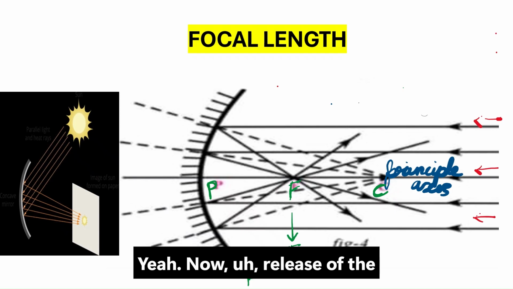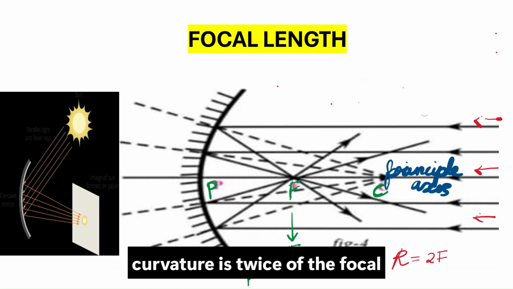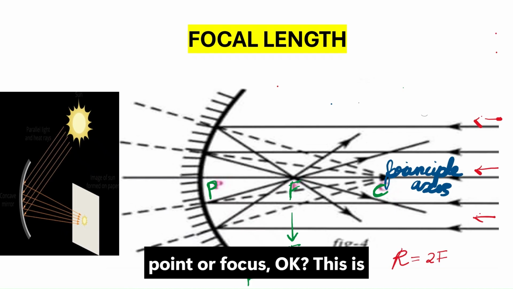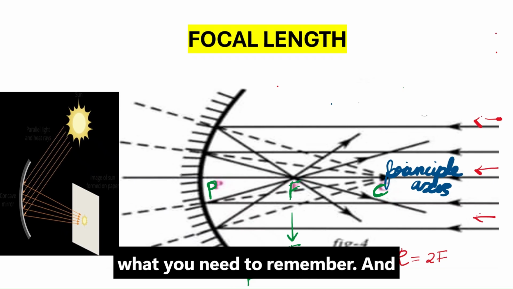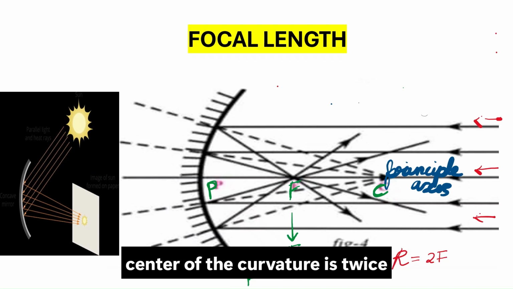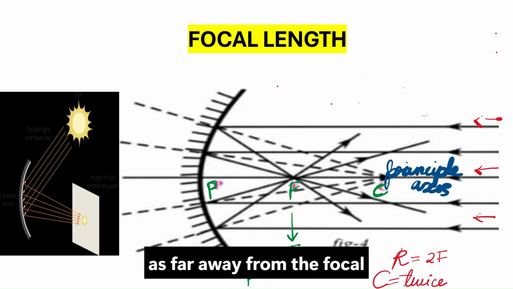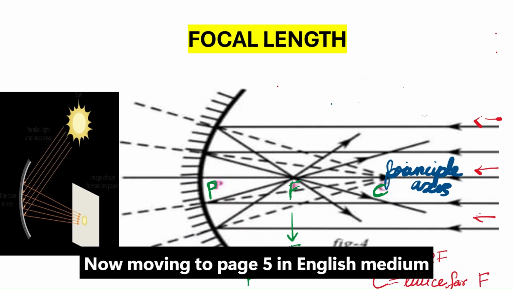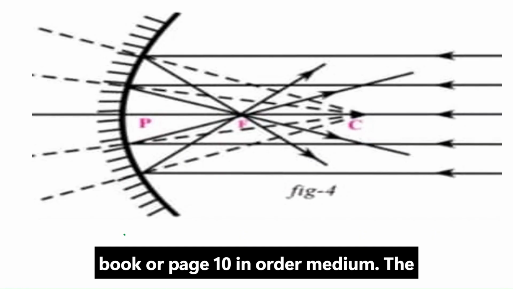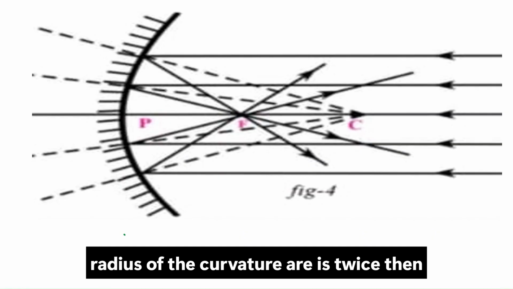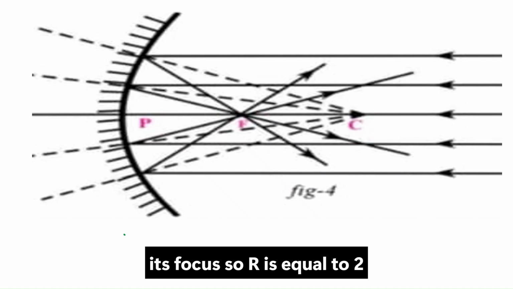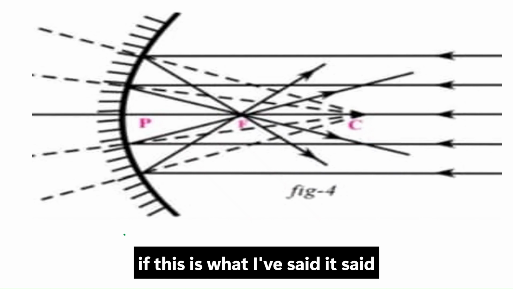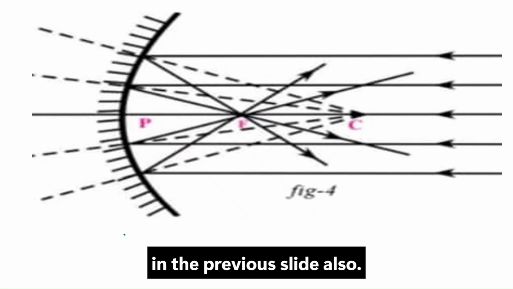Now, radius of the curvature is twice of the focal point or focus. Okay, this is what you need to remember. And center of the curvature is twice far away from the focal point. Now, moving to page 5 in English medium book or page 10 in Urdu medium, the radius of the curvature R is twice than its focus. So R is equal to 2F. This is what I've said in the previous slide also.